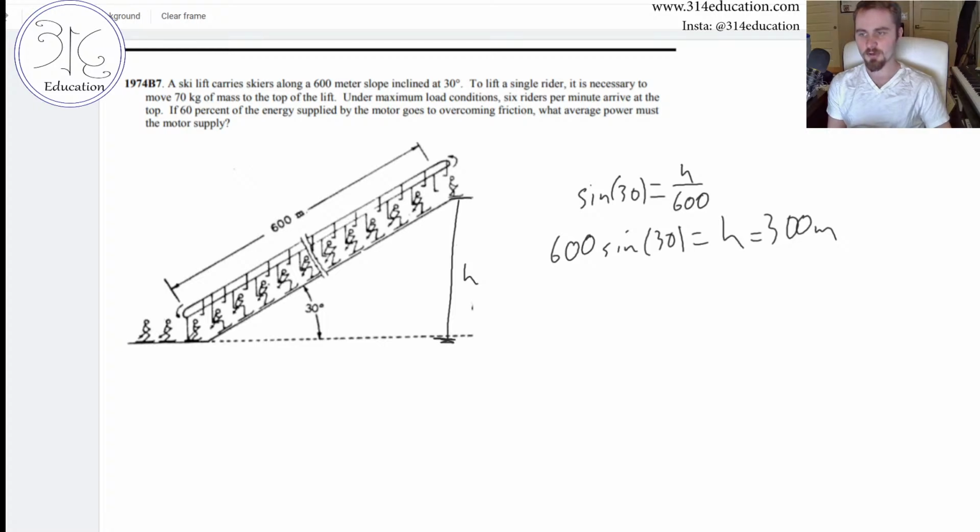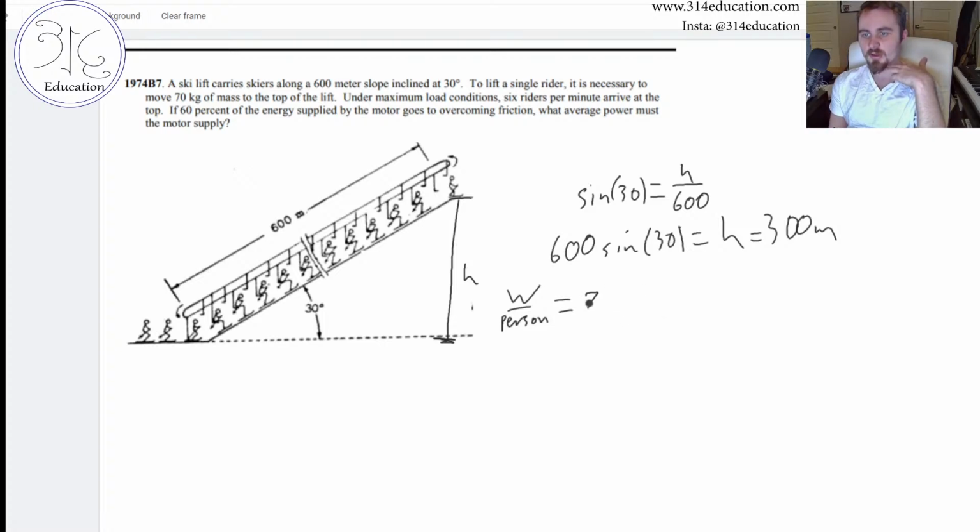Yep, 300 meters. So we're trying to raise a single person up 300 meters. For each person, we want the work per person. Let's not use P for that because P is going to be power. I can just write person. So the work per person is going to be mgh.